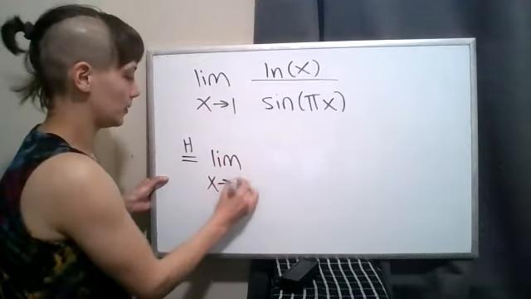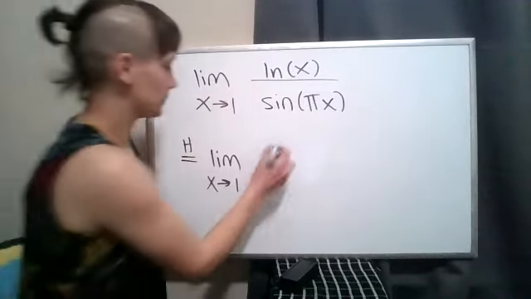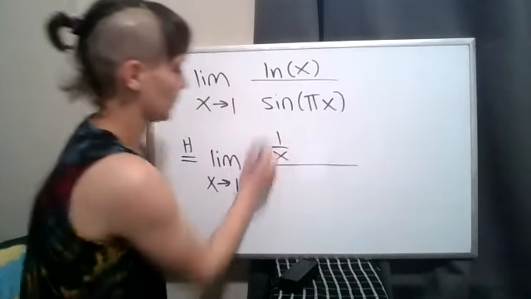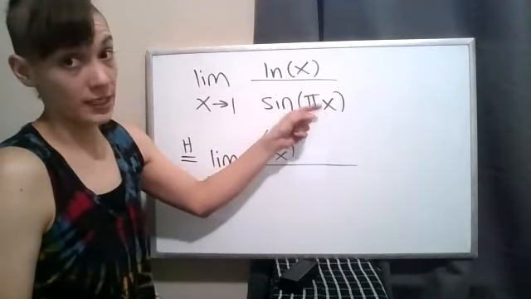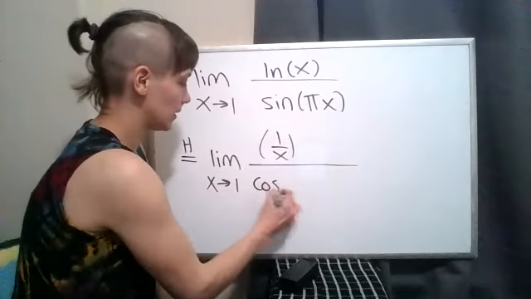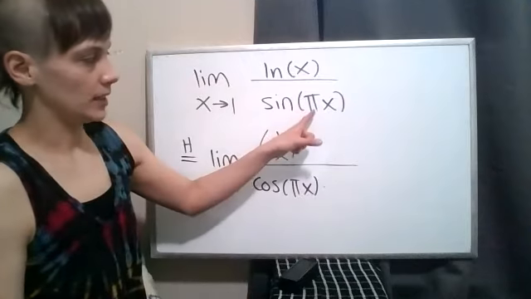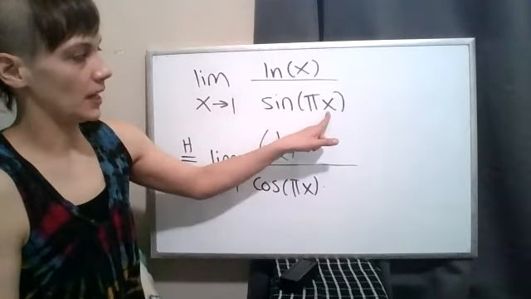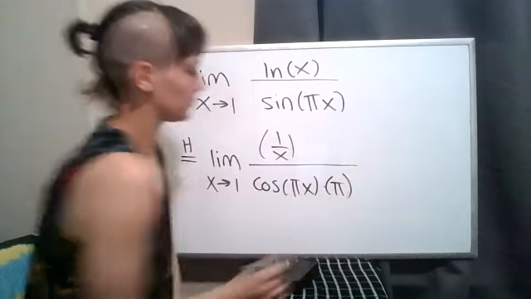As x goes to 1. Derivative of the top is 1 over x. Derivative of the sine of pi times x, we'll need a chain rule. Derivative of sine is cosine, times the derivative of the inside, which is pi x, some number times x. Use that number.